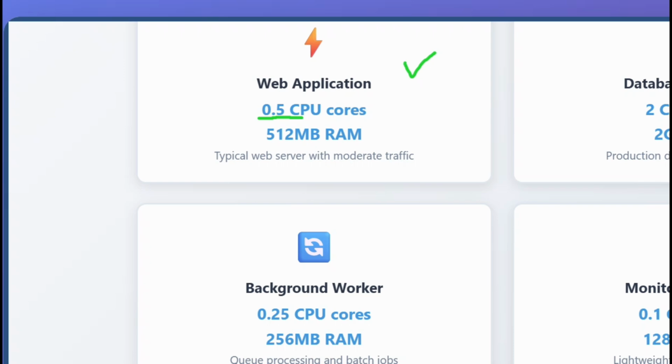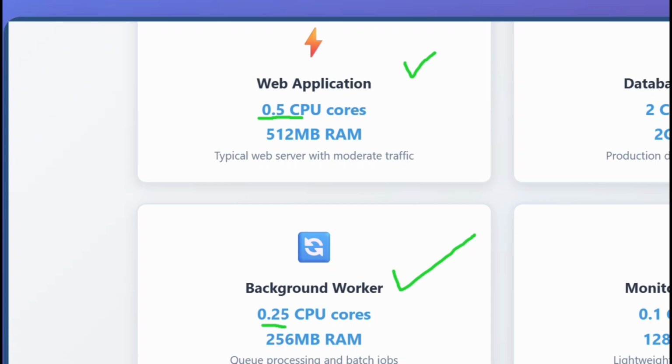And the second one is database containers. They are provided with two CPU cores, and these are the kind of recommendations we can say. It completely depends on the kind of workload and the purpose of those containers. The memory here is 2 GB, suitable for production databases with caching memory also. The third one is a background worker, basically a worker service. Here it is 0.25 CPU and 256 MB RAM, designed for queuing processes and batch jobs.